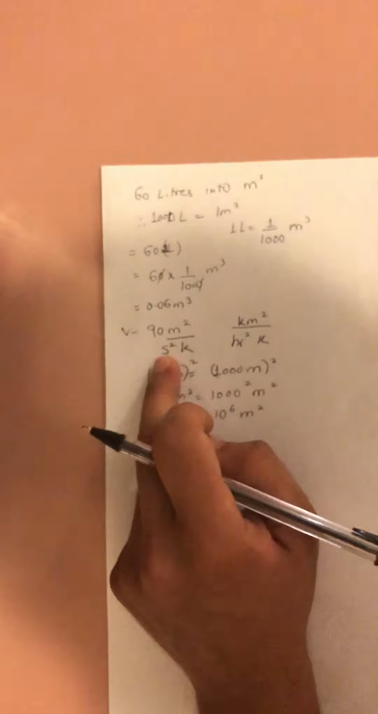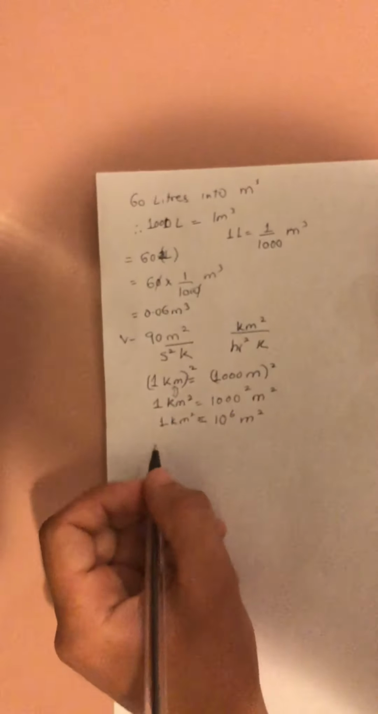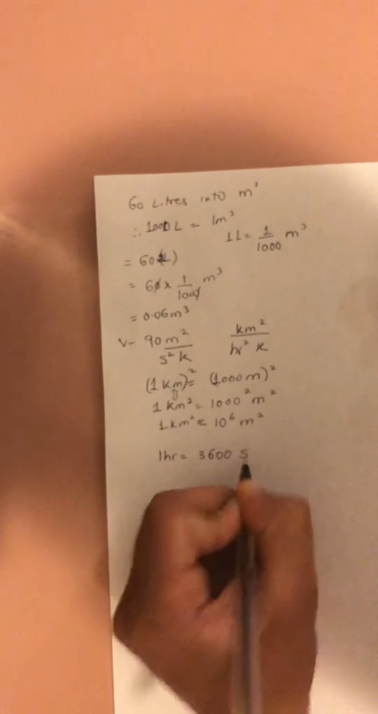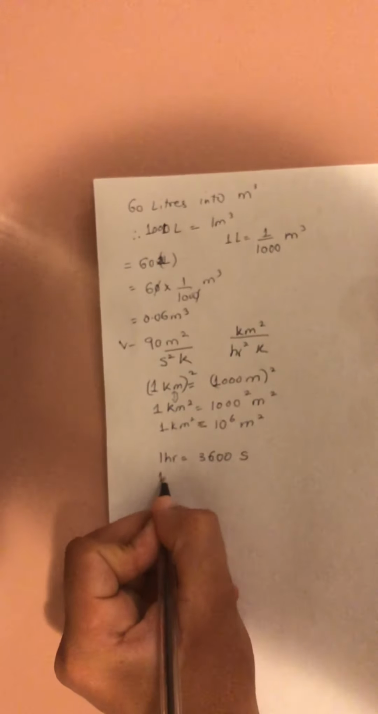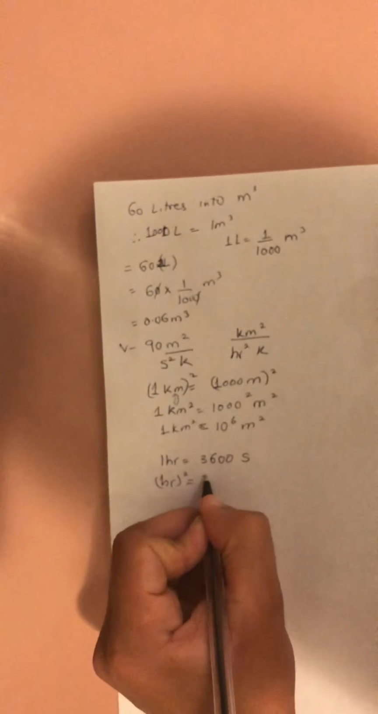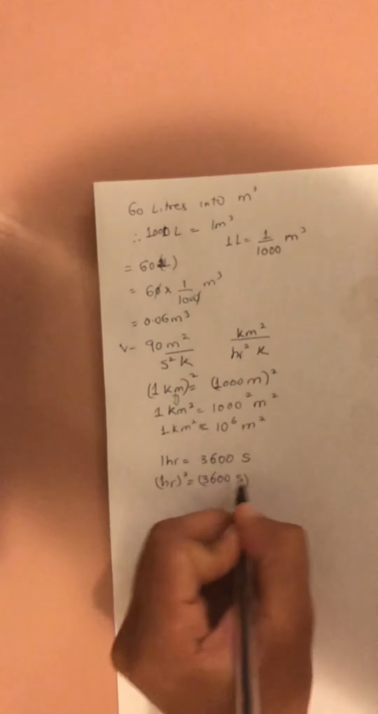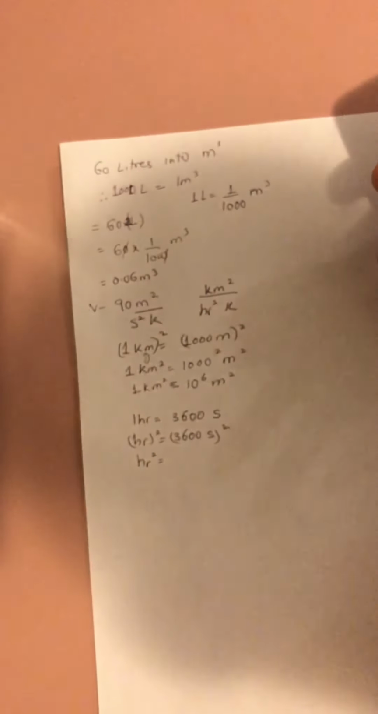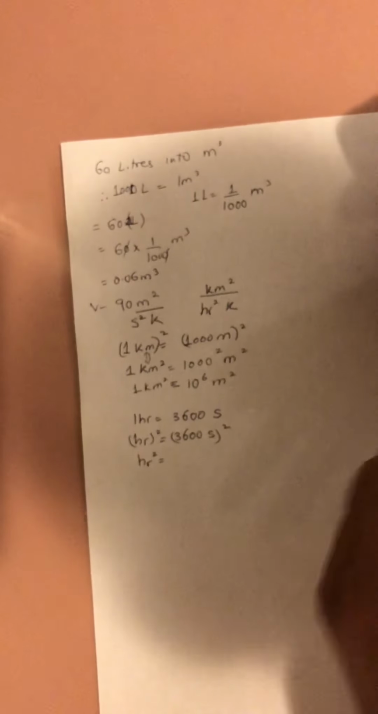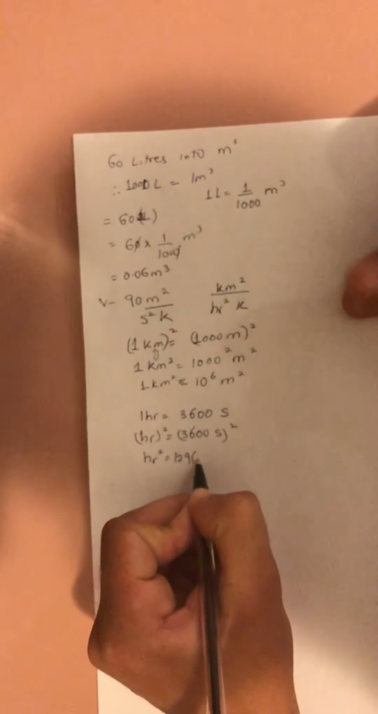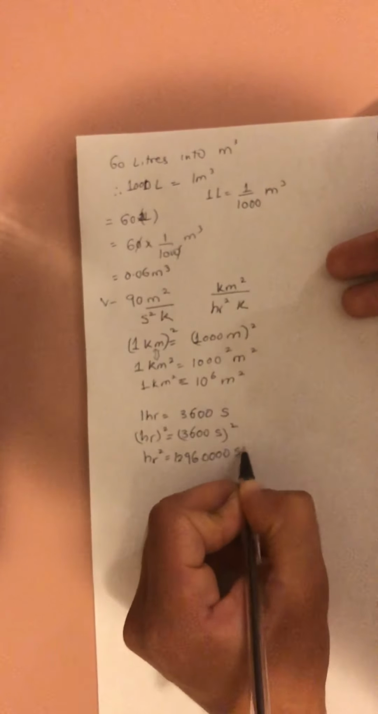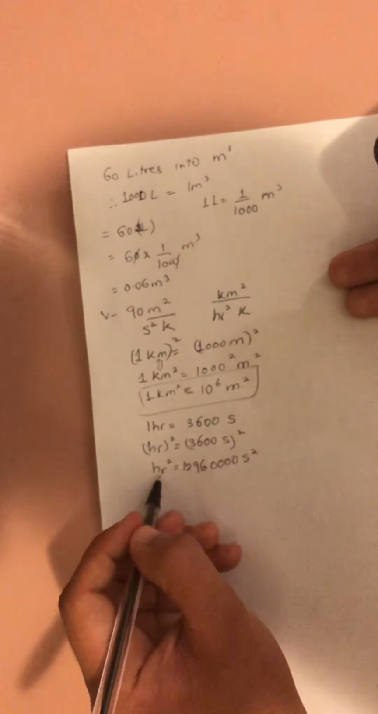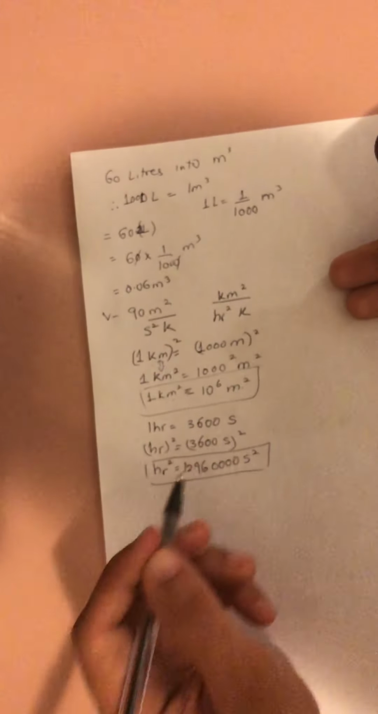Now the same goes between second and hour. Okay, so we know that 1 hour is equal to 3600 seconds. Taking square on both sides, you get hour square is equal to 3600 seconds whole square. Okay, so this is 3600 whole square, which is always a large value, 1296.1234 second square. So this is the first relation between kilometer and meter square. This is the second relation between hour square and second square.